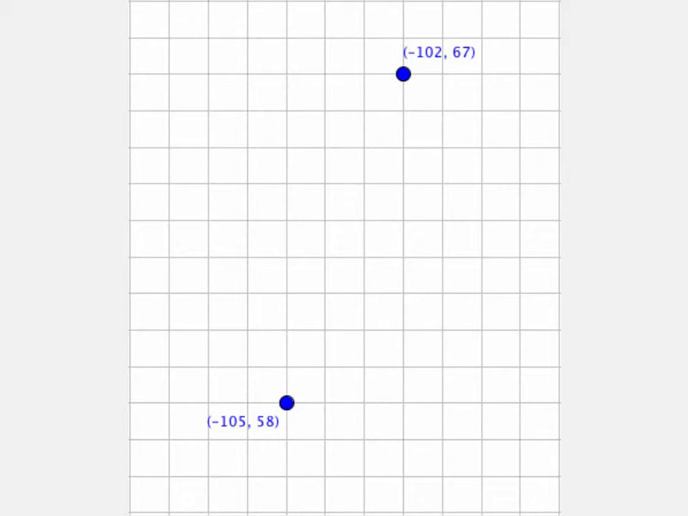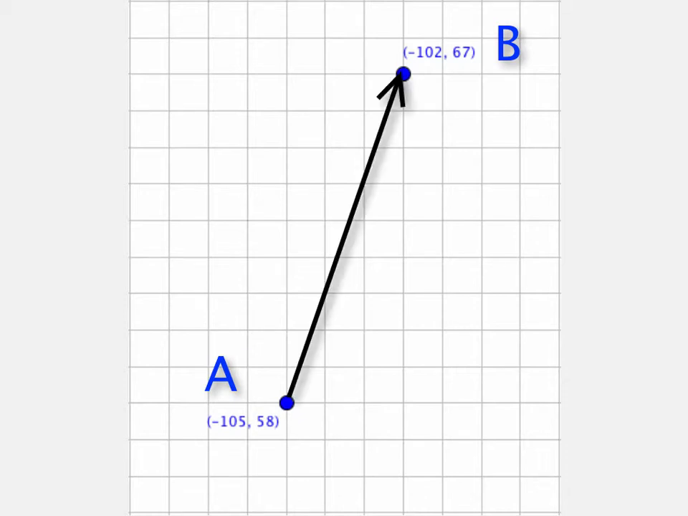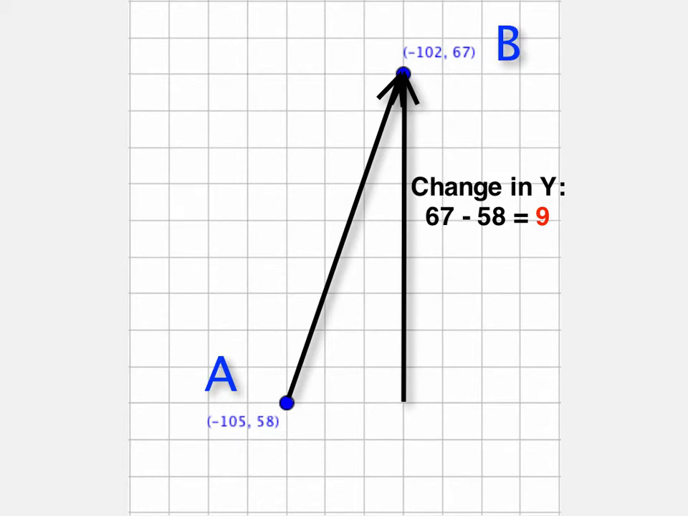Alright, anyway, let's label -105, 58 point A and -102, 67 point B. First things first, let's find the slope. Alright, let's start by going from point A to point B. So our change in the y values is going to be 67 minus 58, or 9. Our change in the x values is going to be -102 minus -105, which ends up being 3.